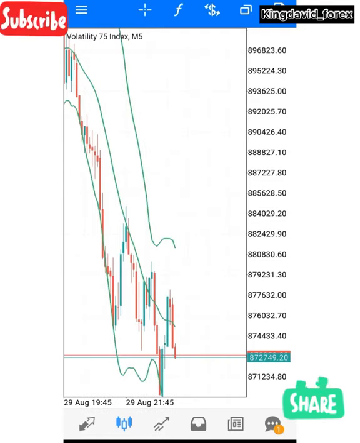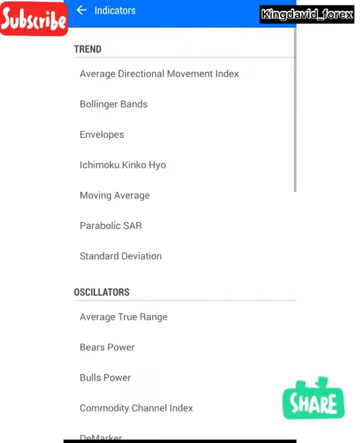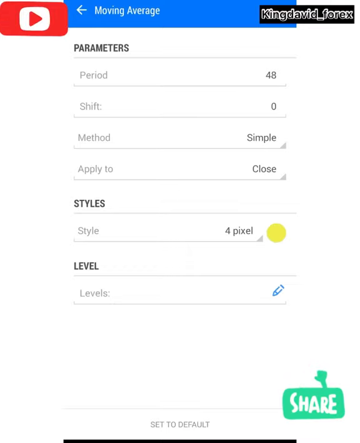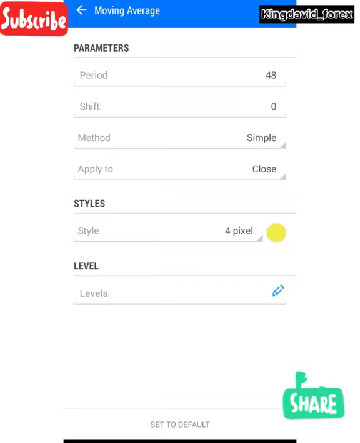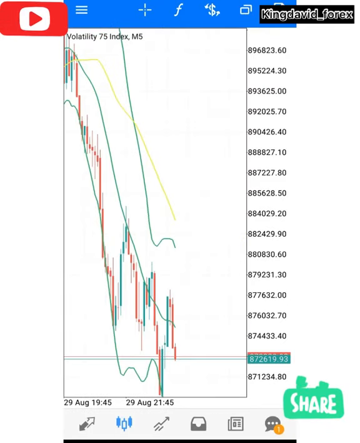Then what we'll be adding again is moving average. Moving average 48, just like that. Just edit the period to be 48, the method to be simple. Then this style, you can choose any one you want. This style is just about the thickness of the line, so I think I prefer this for pixel. So done. All right, then the third indicator we're going to be adding is MACD.